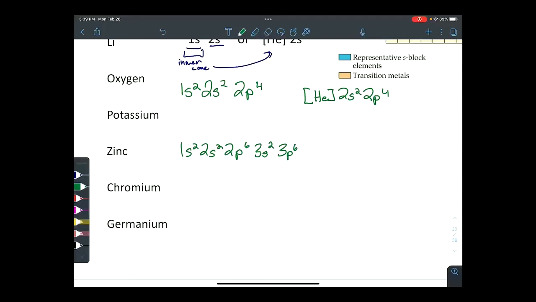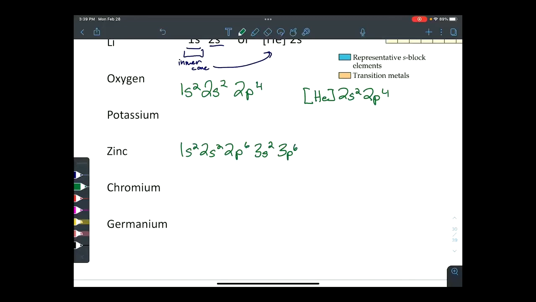Now we go to potassium. And so be very mindful of what period you're in. So if you ever forget and you want to count what is the orbital for potassium, count down from hydrogen.